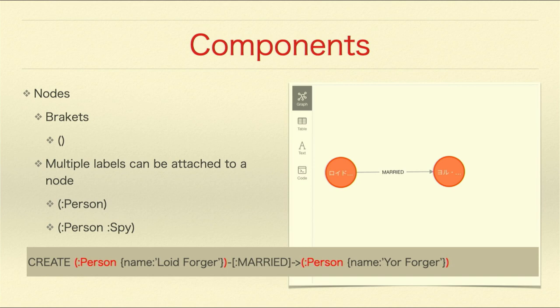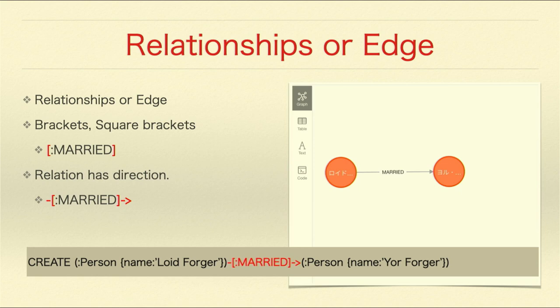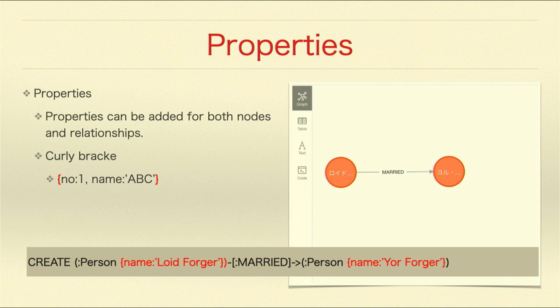So, the components. The first components are nodes. Nodes here, the red one here, is a label, a person node. Nodes look like circles. Multiple labels can be attached to a node. She's a person and a spy, okay. And a relationship, or edge, uses square brackets. And properties are here, like number or name.